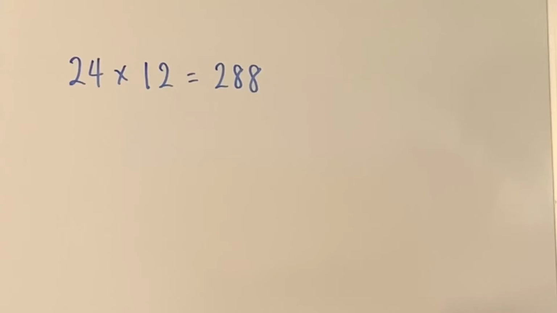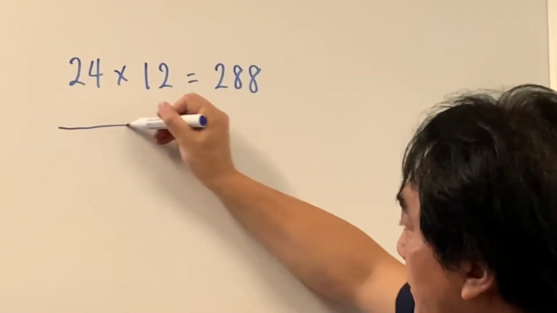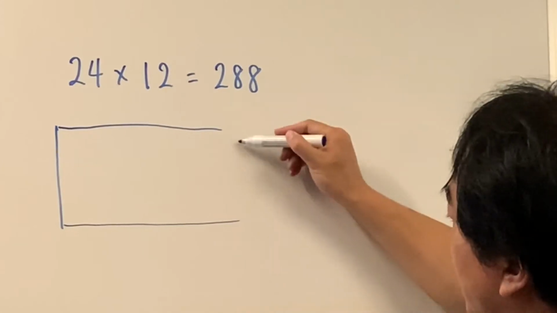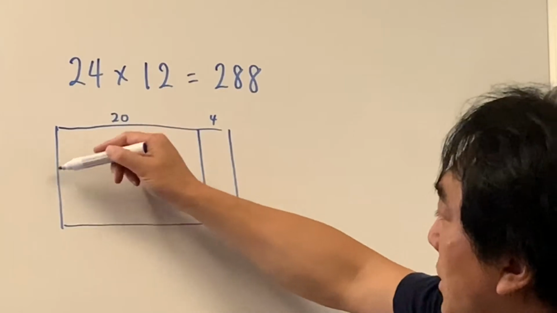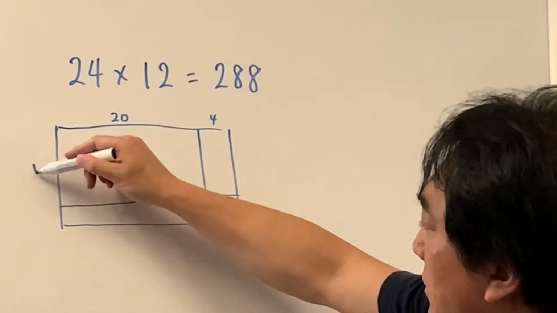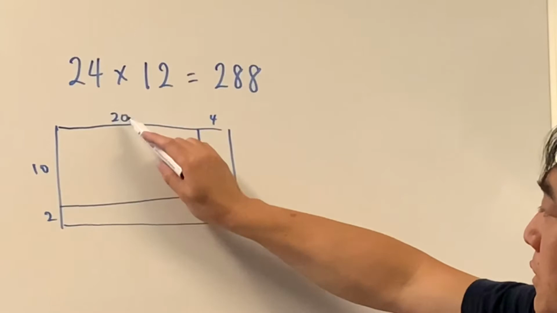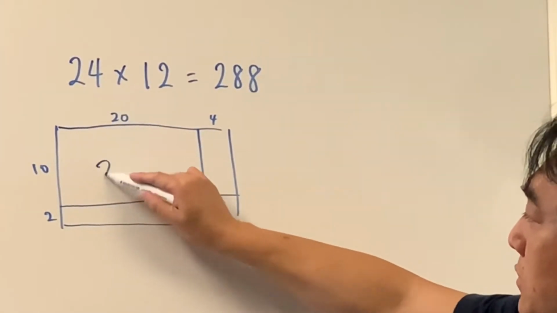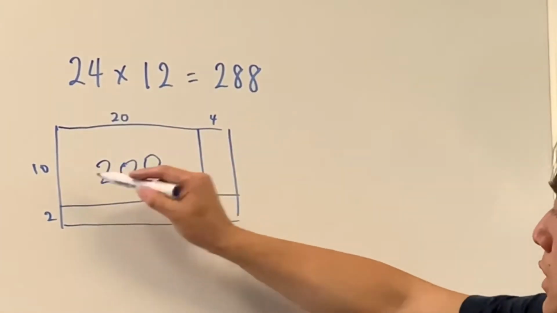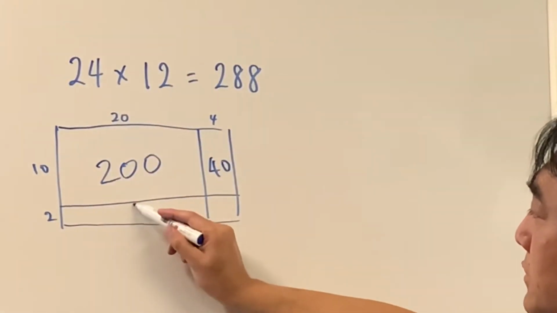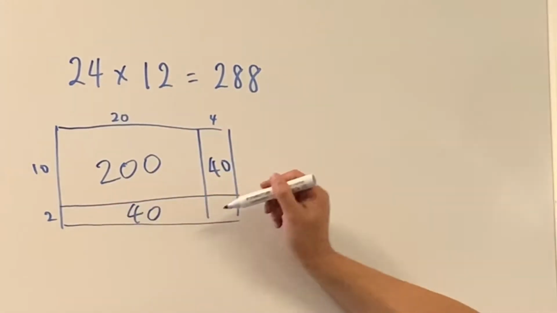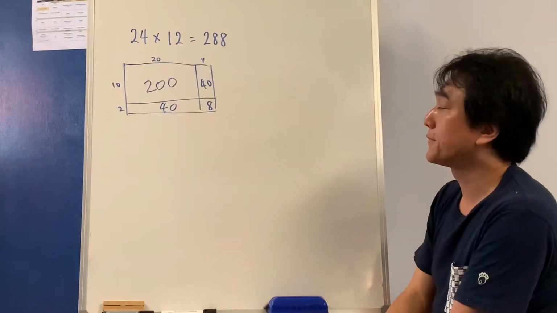So we know 24 times 12 is 288. We did it about 2 minutes ago. So this is what we did. 24 times 12, 10 and 2. 20 times 10 is 200. 4 times 10 is 40. 20 times 2 is 40. 4 2s are 8. Right?